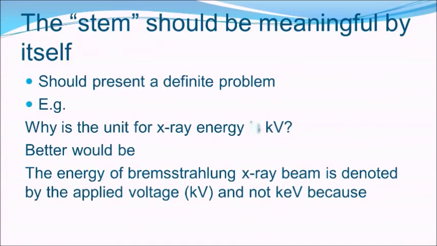Instead of asking why is the unit of X-ray energy kV, it is better if I ask why the energy of a Bremsstrahlung X-ray beam is denoted by the applied voltage and not by keV, because then it gives the student a much better understanding of the question. The question is very definite. What I want to know is, for Bremsstrahlung, we don't use keV, we use kV. Whether the student knows that and the reason for that. But if I put this question the previous way, the student will not understand. So the question should have a definite problem. What you have in your mind should be translated properly.